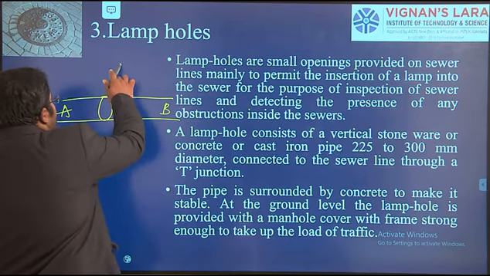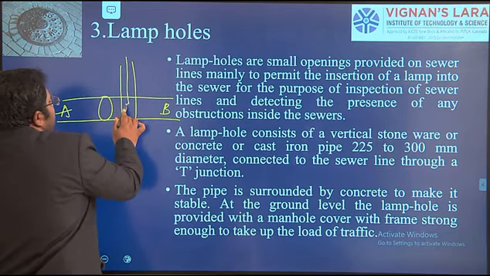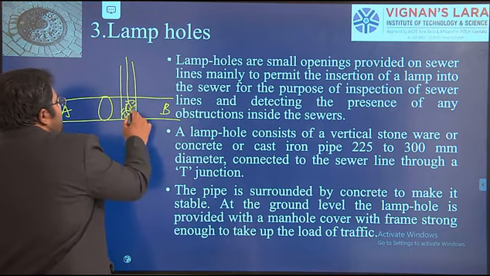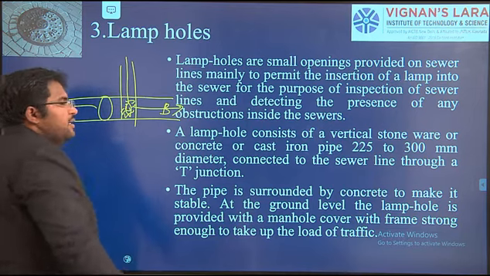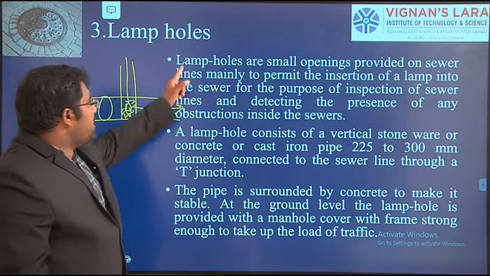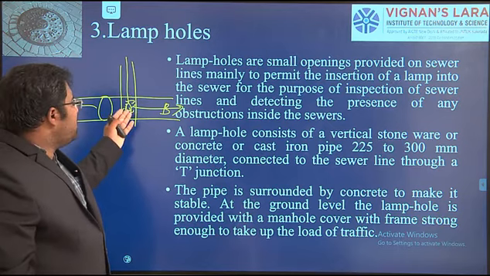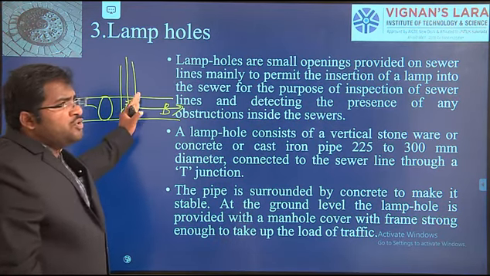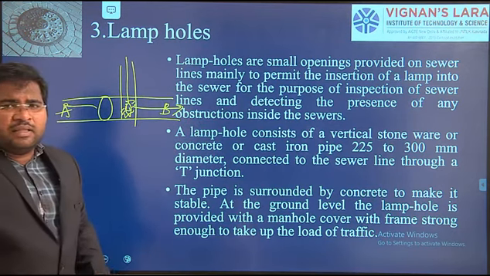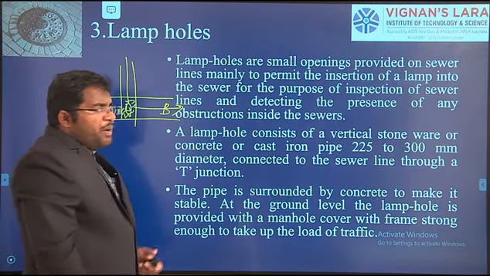So to do that, we have constructed some lamp holes. From there, I am going to drop an electric bulb, so that light will pass this side. I go to the next manhole, and I am observing there. If there is no obstruction between the lamp hole and point B, the light will be visible very clearly. Then we can know that there is no obstruction from the lamp hole to point B.